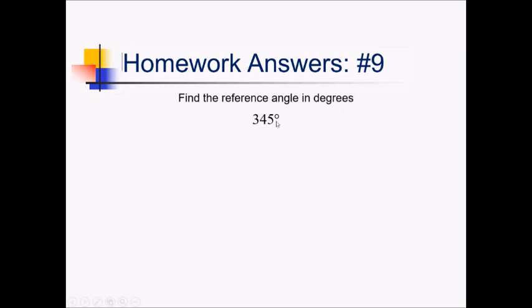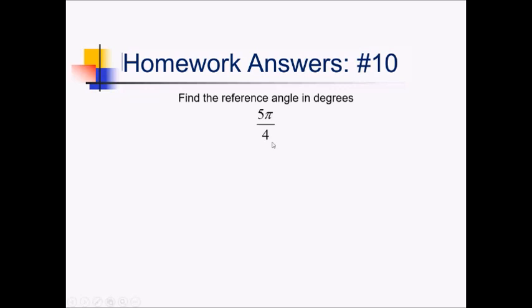On this one, I want the reference angle for 345, so I'm asking how far this is from the closest x-axis angle. This is closer to the 360 end of the x-axis, and to get the distance from 360, we just have to subtract this from 360. 360 minus 345 gives us 15 degrees.